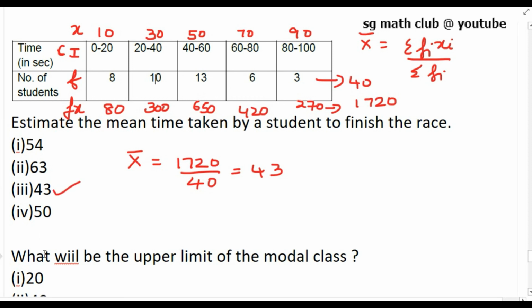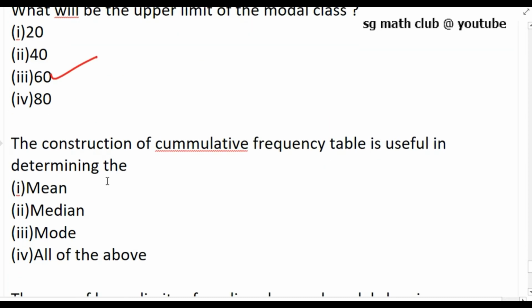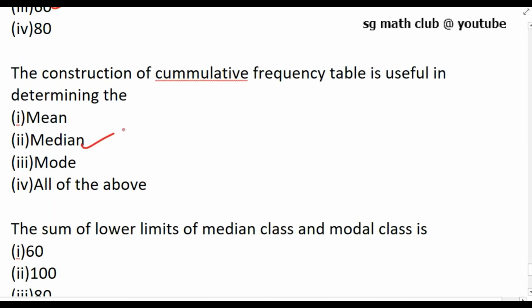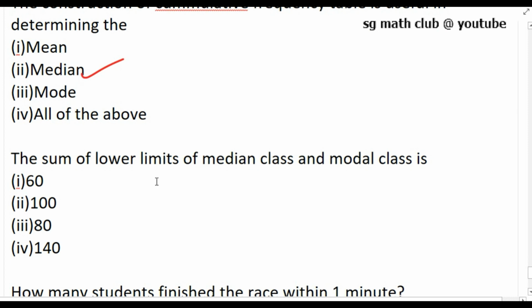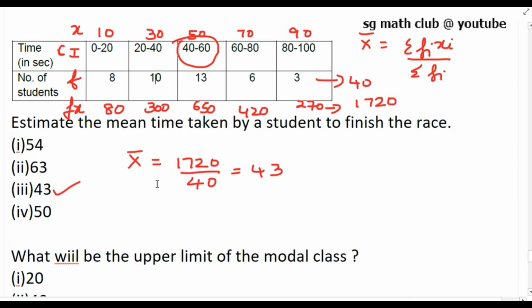The second question is, what will be the upper limit of the modal class? We know that the modal class is 40 to 60. So the upper limit of the modal class is 60. Again, the third question: the construction of a cumulative frequency table is useful in determining the median. For finding the median only, we find the cumulative frequency distribution table. Next question, the sum of the lower limits of the median class and modal class. Already we got the modal class, that is 40 to 60.